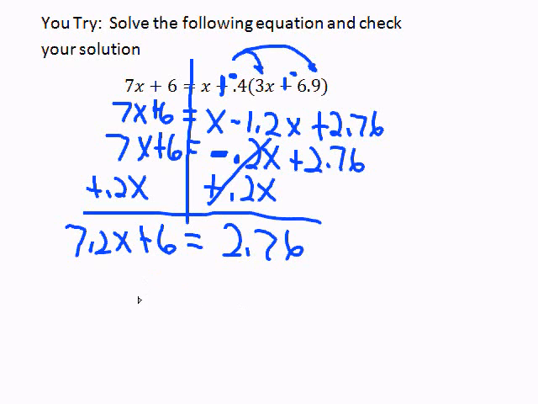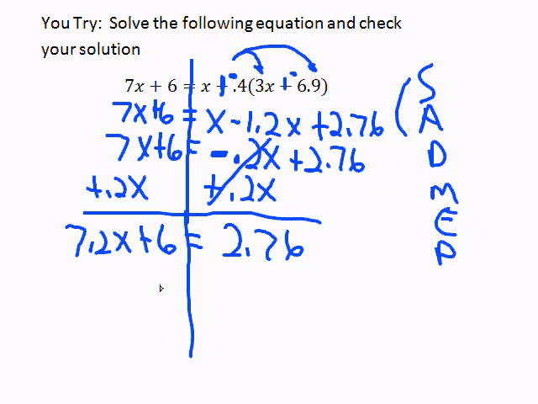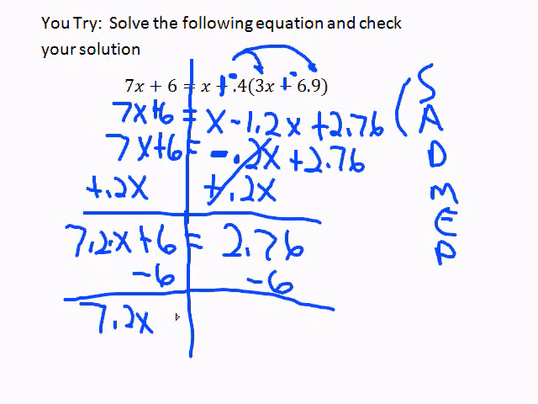Now, what I need to do is get x by itself, and again we're going to solve in SADMAP order. So we're going to undo subtraction and addition first. We're going to undo the plus 6 by subtracting 6 from both sides. We can't get rid of the 7.2 because it's 7.2 times x. So we get rid of the plus 6 by subtracting 6 from both sides. Gives us 7.2x is equal to 2.76 minus 6.